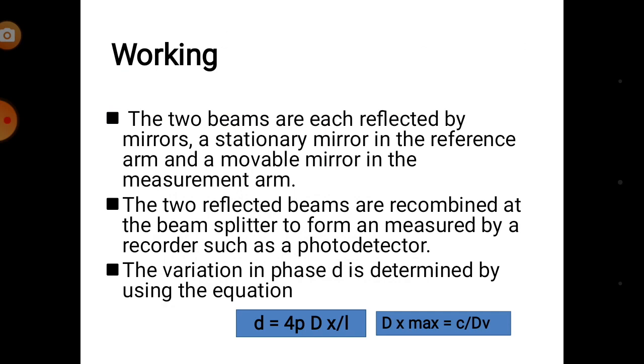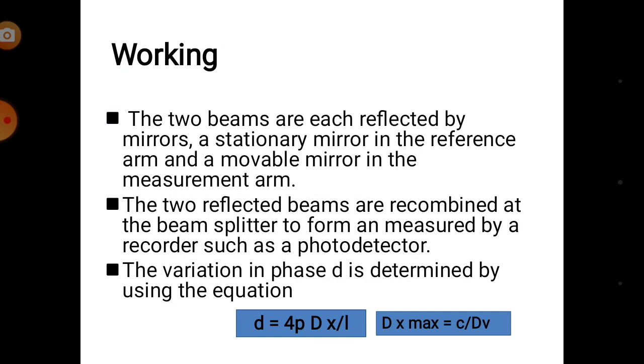Working: the beam from the laser falls on the beam splitter and splits into one direction, the reference arm, and the next direction, the measurement arm. The two beams are each reflected by a mirror. A stationary mirror is called the reference arm and the mobile mirror is called the measurement arm. The two reflected beams are recombined at the beam splitter to interfere, and are recorded by the photodetector.